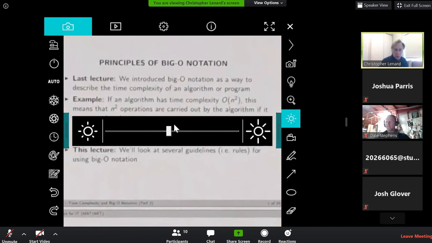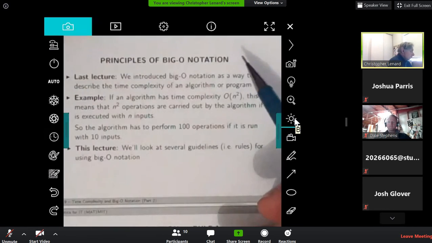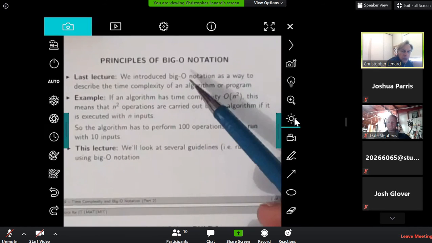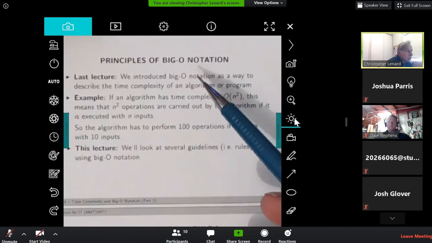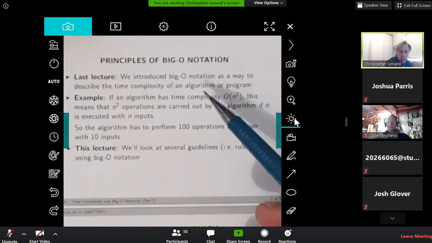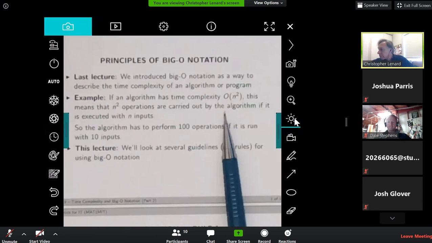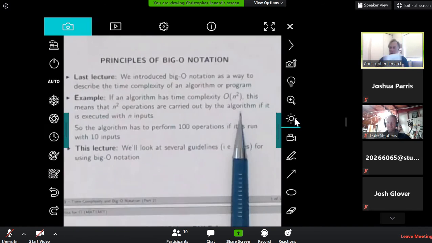Right, principles of big O notation. Look, I have to say this is a flying introduction to big O notation. On my bookshelf at work, I've got a book that's about this thick, just about the complexity of algorithms.